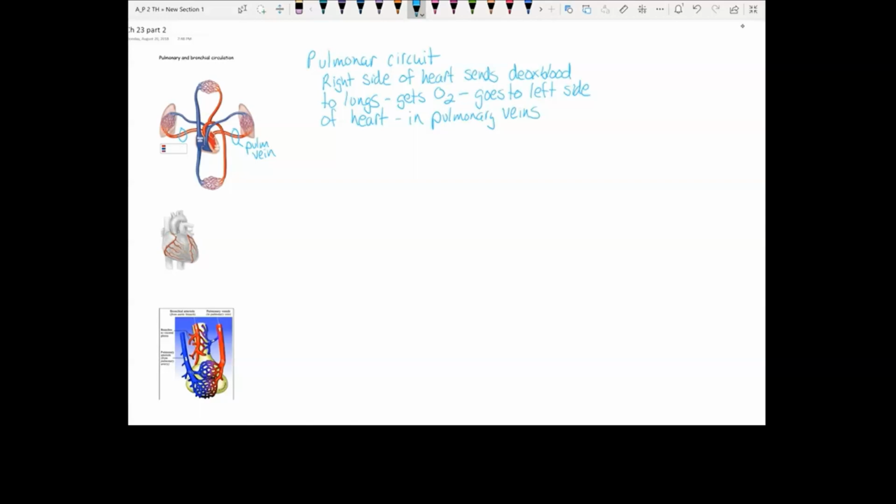Okay, then you also have the systemic circuit. It is the left side of the heart, sends oxygenated blood to the body. This is how you nourish your cells. Then that deoxygenated blood, after it gives the oxygen to your cells, comes back to the right side of the heart.